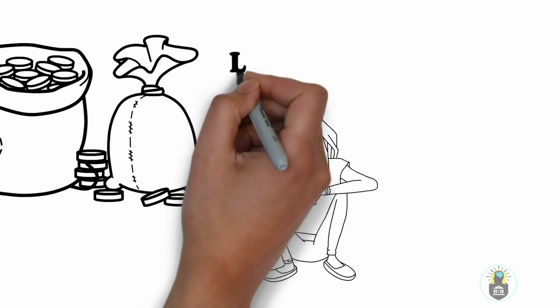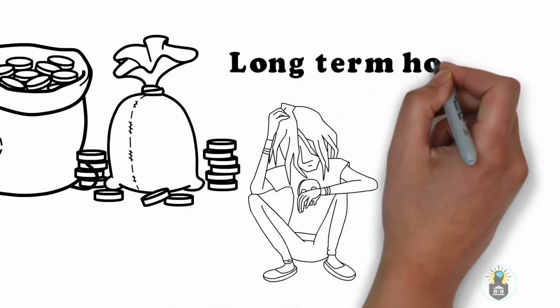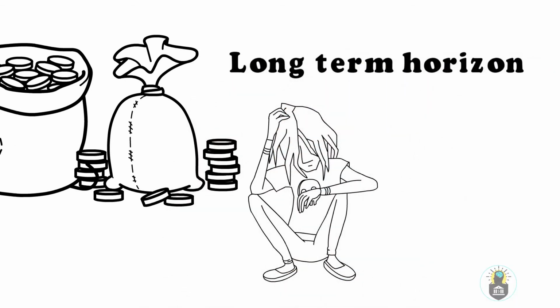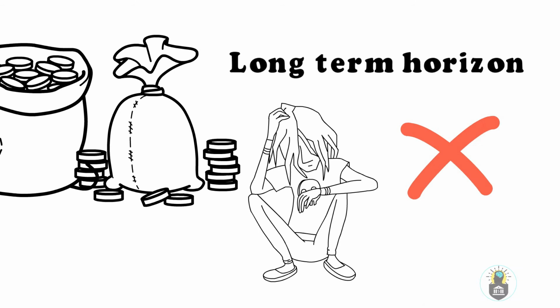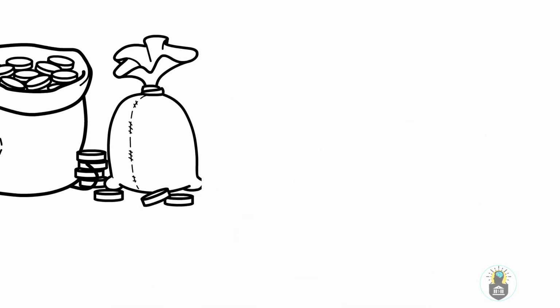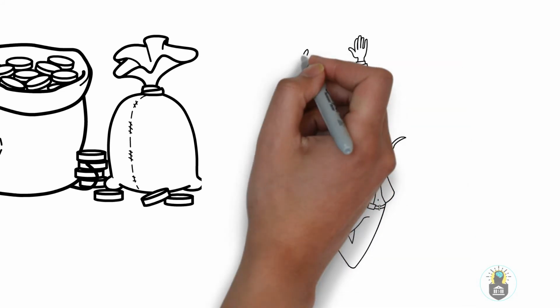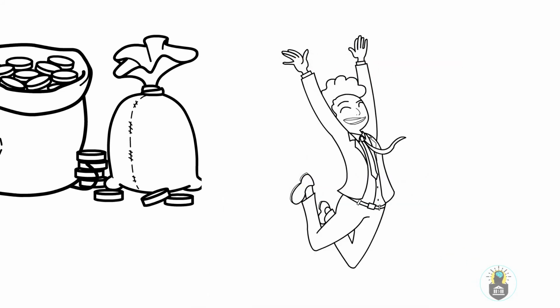Equity mutual funds are long-term mutual funds, usually 5 years or more. In mutual funds language, it is called a long-term horizon. If you expect returns in a short period of time, then this is not suitable for you. If you expect appreciable returns, you have to wait at least 5 years.